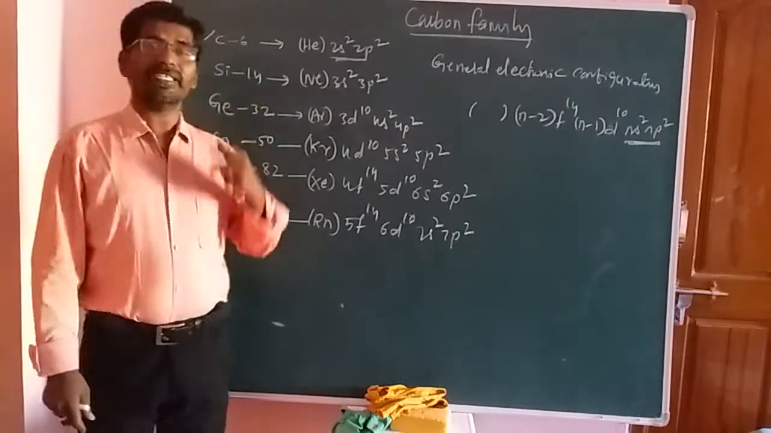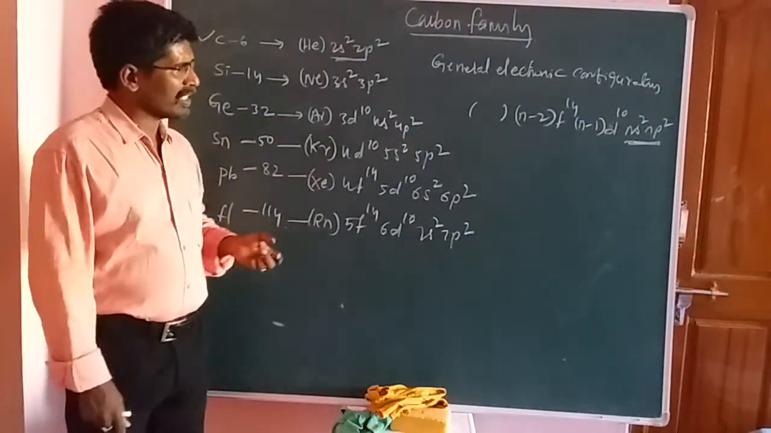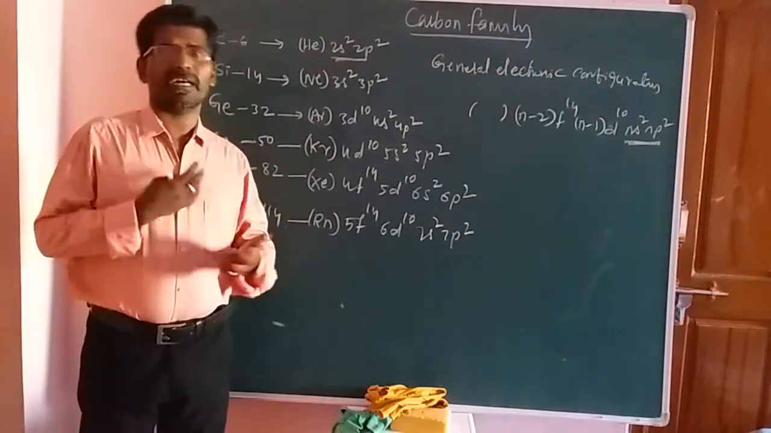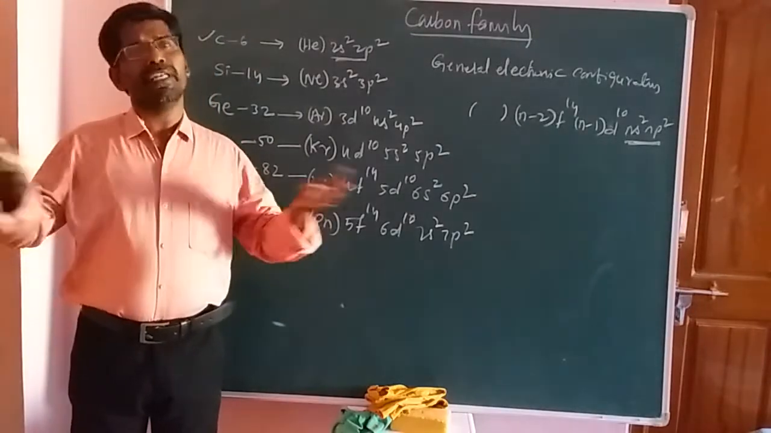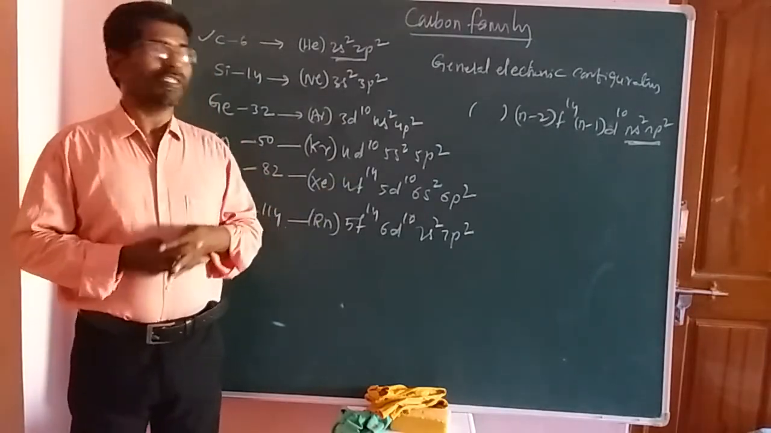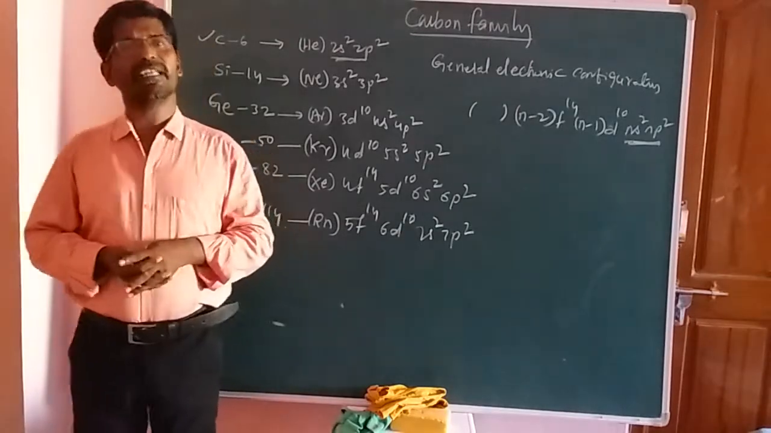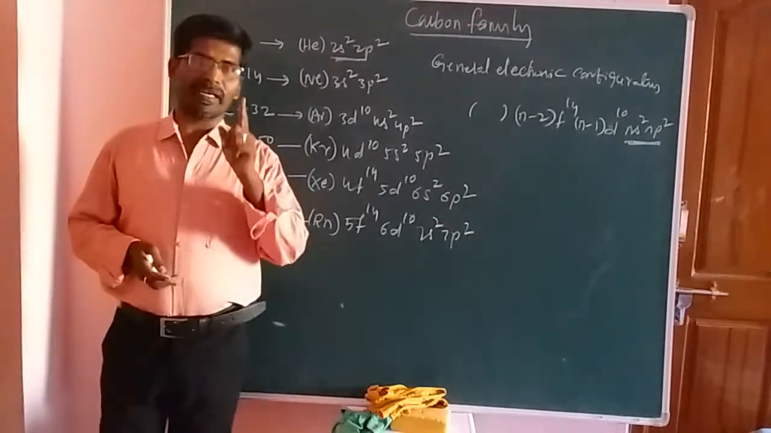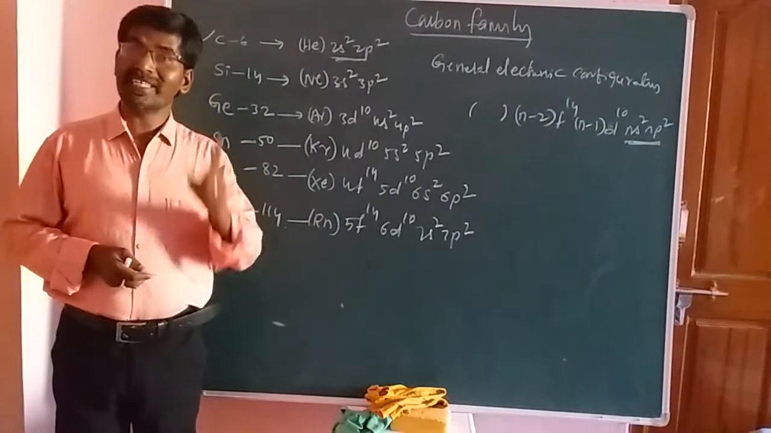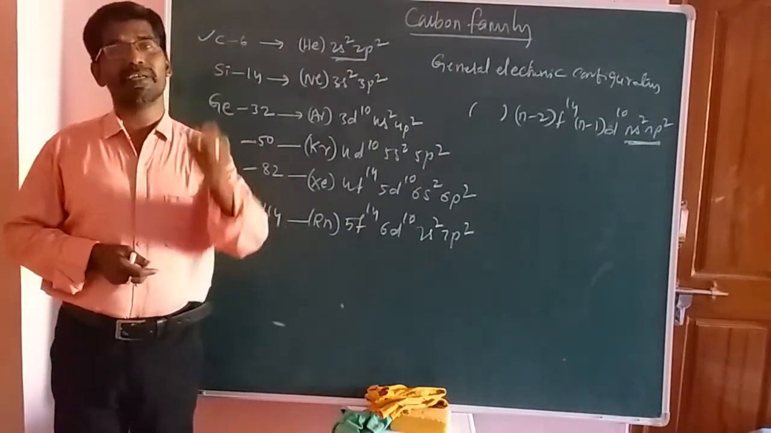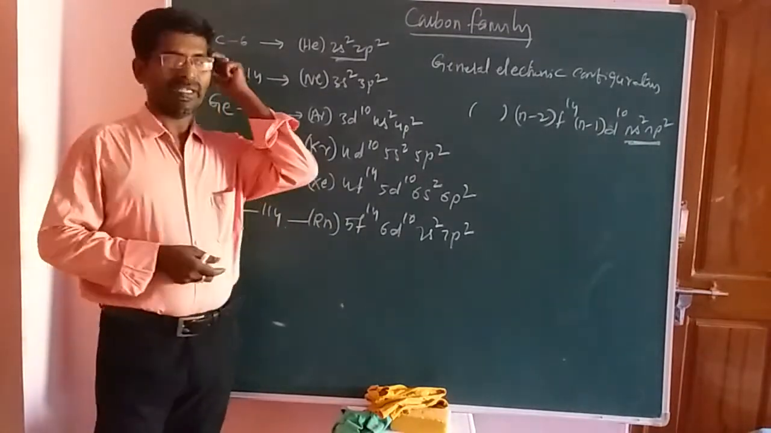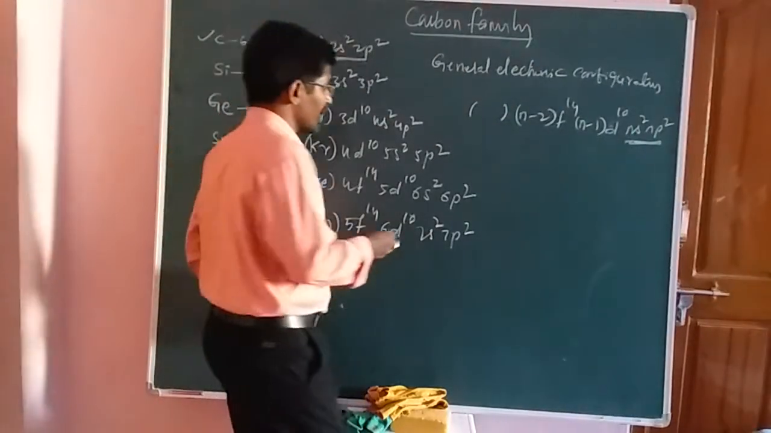In organic chemistry, by using the carbon element, we have to prepare millions of organic compounds. So that's why carbon is the versatile element. And one more thing is that carbon is the 17th most abundant element by mass in the earth crust. And carbon contains isotopes.